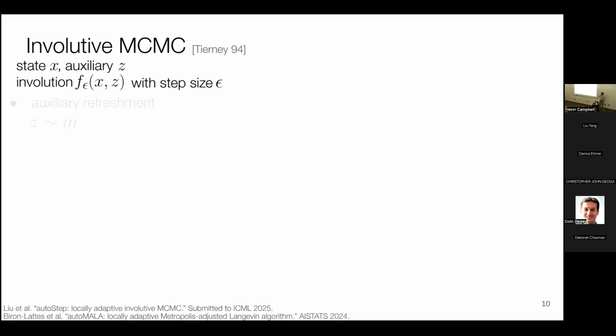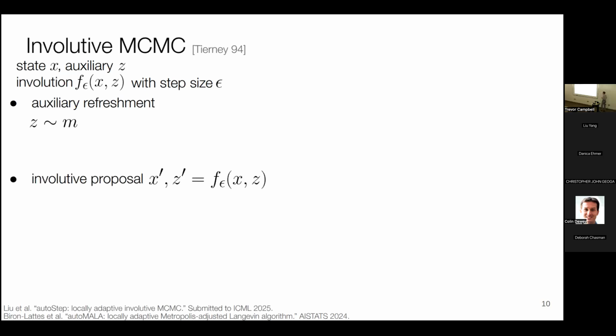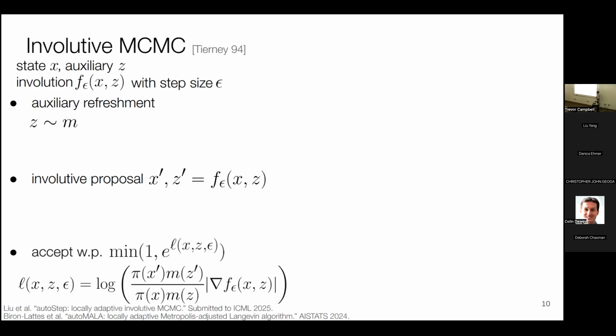Now, how does involutive MCMC work? I resample my auxiliary variable z from some distribution m. Usually m is like a Gaussian. I make an involutive proposal. So I propose to move to x prime, z prime using this function f. And then I do my Metropolis-Hastings correction. And that depends on the familiar density ratio between pi m x prime z prime and pi m x z. And there's a Jacobian term here that you can ignore. In all the examples I'll show you, it's just one.